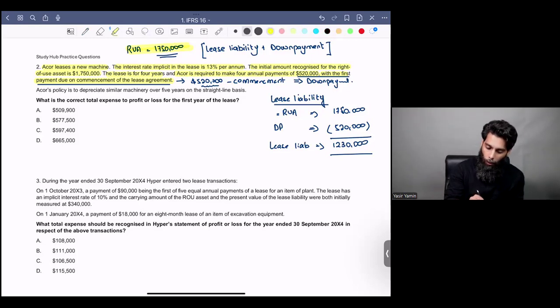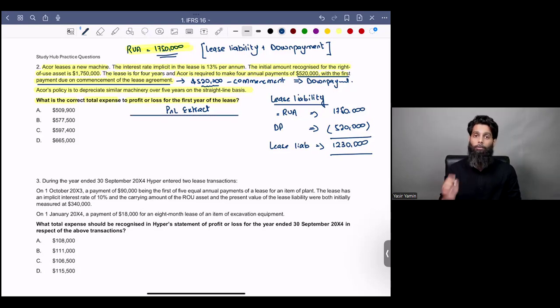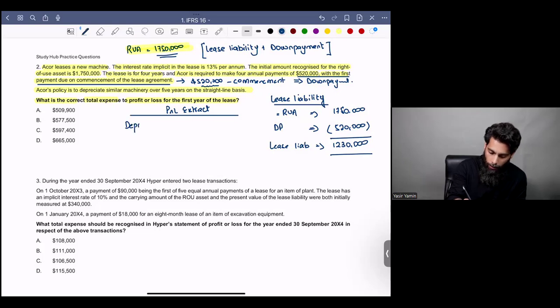Examiner says that ACCA's policy is to depreciate machinery over 5 years on straight line basis. Fine enough with me. Examiner is asking us what is the correct total expense for profit or loss for the first year of the lease. Now we are asked to prepare a P&L extract for year 1. And when we are asked about P&L extract for year 1 with regards to the lease, and examiner is asking for total expense, then we need to provide for depreciation expense as well. And at the same time, we will also need to have our interest cost on the lease as well.